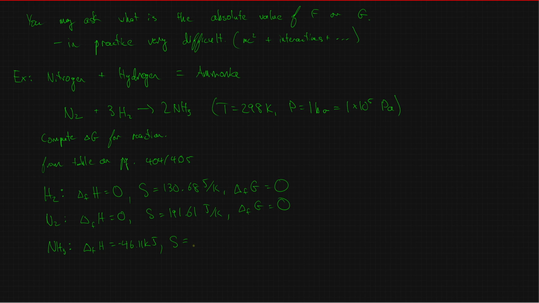So the entropy is also calculated to be 192.45 joules per Kelvin. And the Gibbs free energy change is minus 16.45 kilojoules. And again, this is negative for the same reasons that I just mentioned. So now what we're going to do is calculate delta G from this table right here. I'll try to do it over here without running out of space.